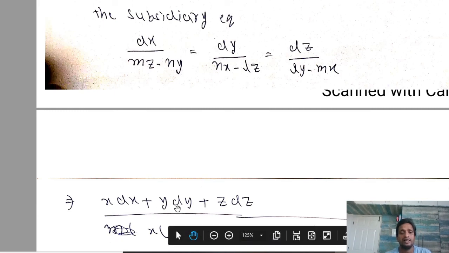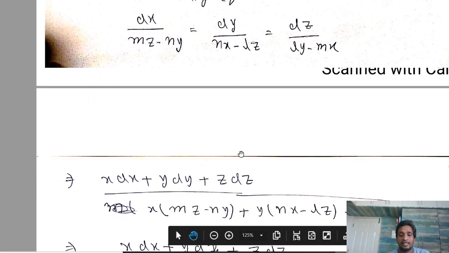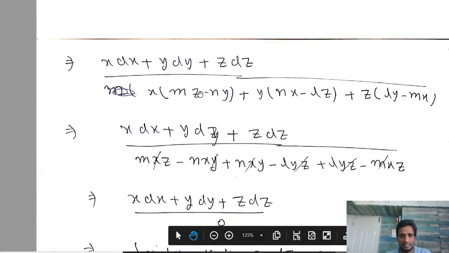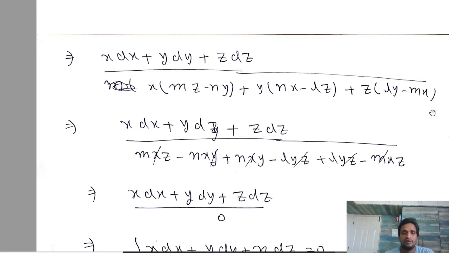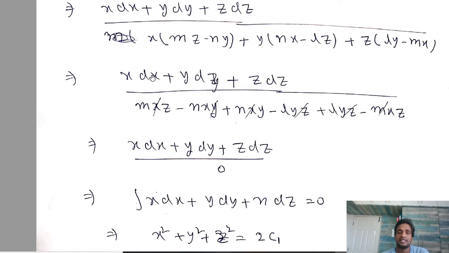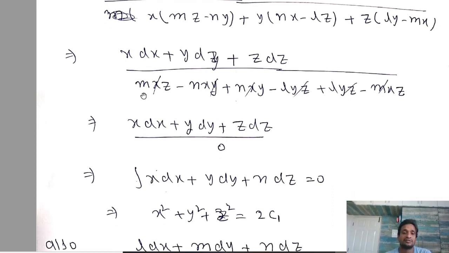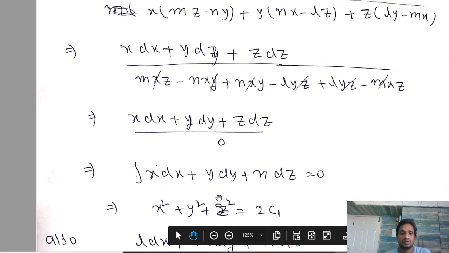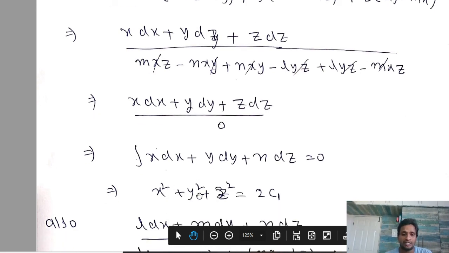So x dx plus y dy plus z dz, that means x into mz minus ny plus y into nx minus lz plus z into ly minus mx. If I simplify this one, the numerator is mxz minus nxy plus nxy minus lyz plus lyz minus mxz. All these terms get cancelled, that is equal to 0. That means integrating, this total value is equal to 0. So x dx means x square by 2, y square by 2, z square by 2, and it is equal to a constant, taking the 2 to the right side.